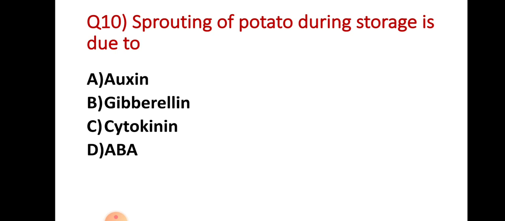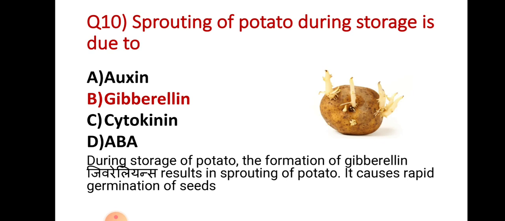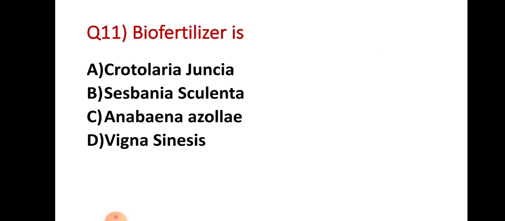Sprouting of potato during storage is due to. This sprouting means germination, coming up of bud from potato, and right answer for this question is option choice B, gibberellins. Gibberellin is the causative agent, this hormone that results in the sprouting of potato, and it causes rapid germination of seed. Now let's see question number 11.